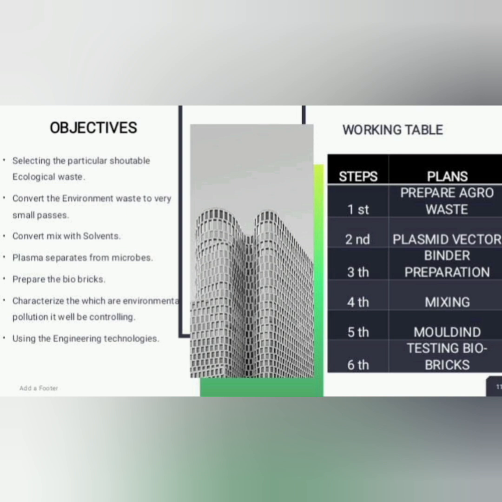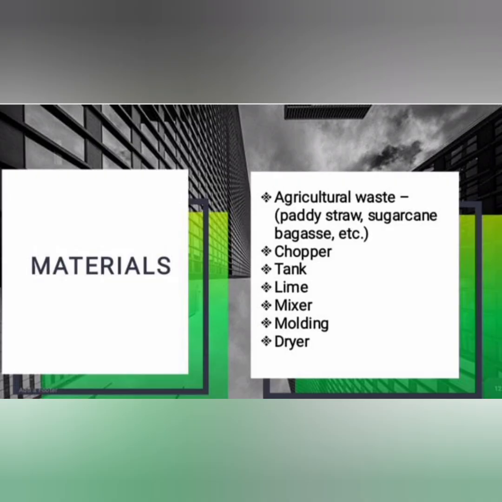Next, the outline of the steps. First, prepare the agrowaste. Second, the plasmid vector. Third, bind the particles. Fourth, mixing. Fifth, molding. Sixth, testing the biobricks. Then we will see all the materials used here.